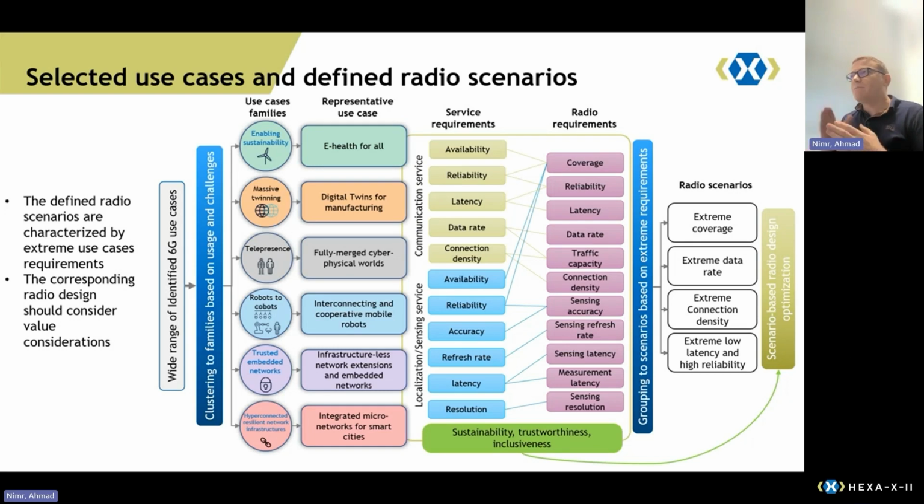We take the service requirements and map them to radio requirements. For instance, availability and reliability in the service are mapped to coverage, reliability impacted by the radio interface, reliability and latency, and so on and so forth. Sensing requirements are mostly identical. Then we characterize them in a group of extreme requirements. That results in 4 scenarios. One focused on extreme coverage, others on extreme data rate, extreme connection density, and low latency and high reliability. These 4 radio scenarios are described by the requirements. And then the radio design would be focused on a specific scenario, and of course, not forgetting about the value constraints.